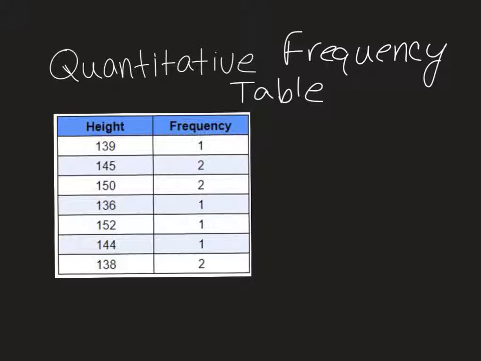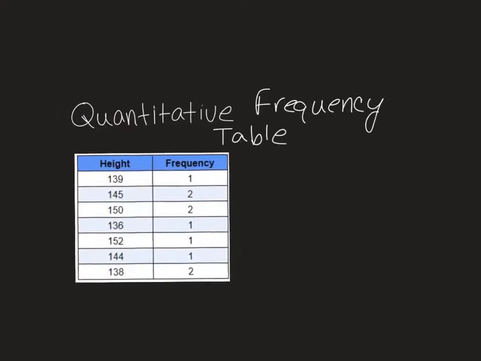So, in my experience, the examples that are given to you in the book are a little complicated. So, I'm going to try to explain those terms a little bit more simply by using a more simple example. And this is an example of a quantitative frequency table.